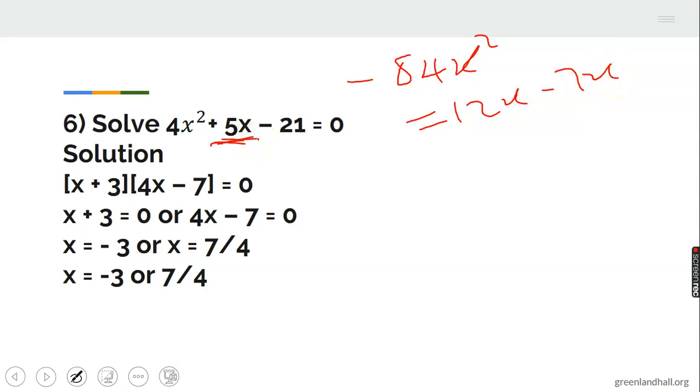And when you factorize by grouping, you will have this. Solving it, you see that this one is 0, then making x the subject, you have minus 3, or this one is 0, then making x the subject, you have x equals 7 over 4. So that's the solution.